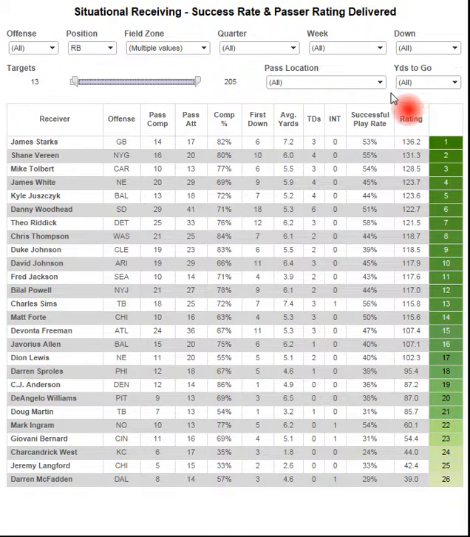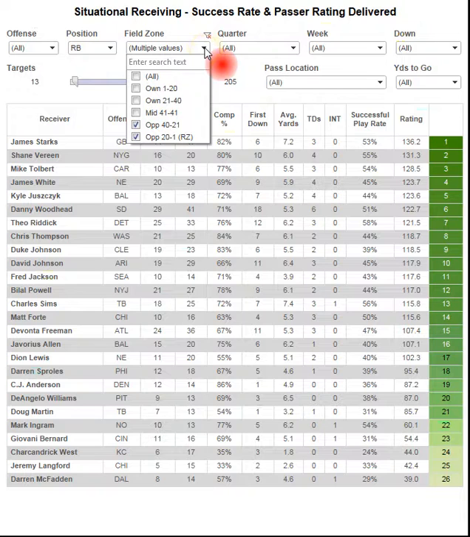Right here we're looking at situational receiving, and we're looking at the success rate as well as the passer rating that is delivered by this receiver to the quarterback. Now, you can filter for whatever position you want. Anybody who is catching a ball is considered a receiver. So whether it's a tight end or a running back, I'm in this case just looking at running backs.